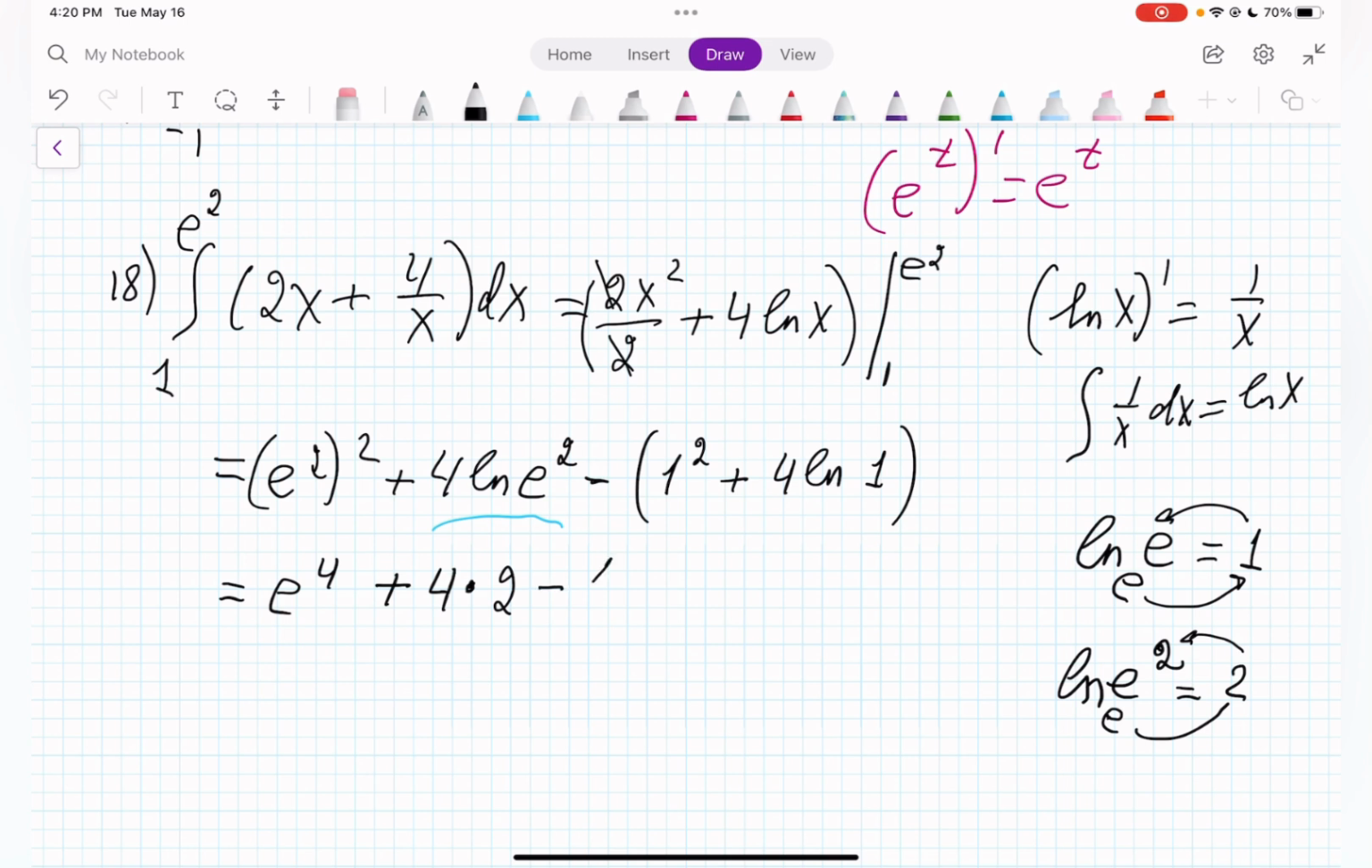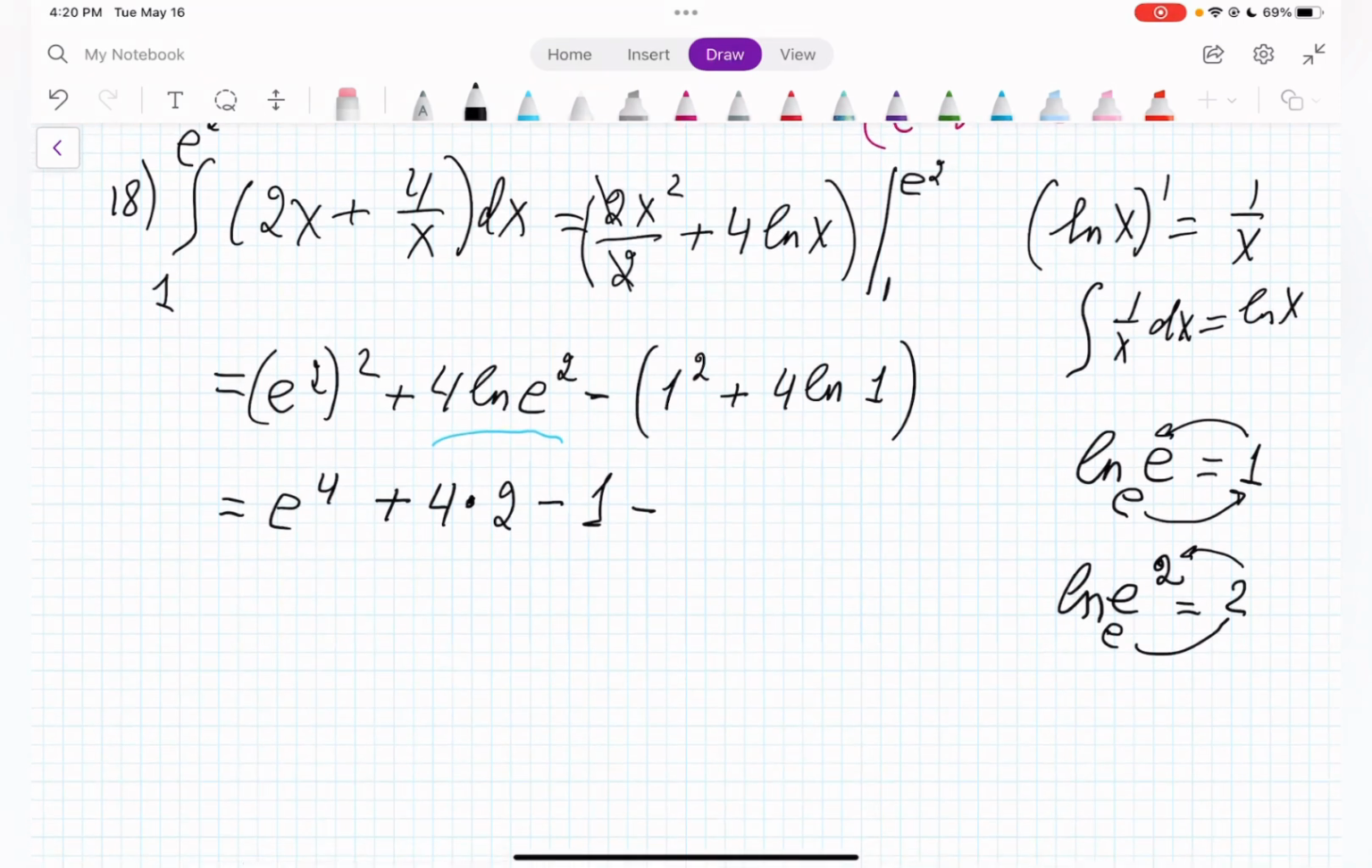Minus 1 squared is 1, and then minus 4 times logarithm 1. Logarithm 1 is 0, right? Let me go over. Here is e. I have to raise to power 0 to get 1. Right? Okay. 0. 4 times 0 is 0. And the result is e to power 4 plus 8 minus 1 is plus 7. E to power 4 plus 7. Okay?